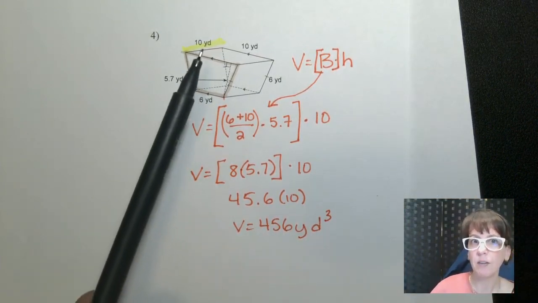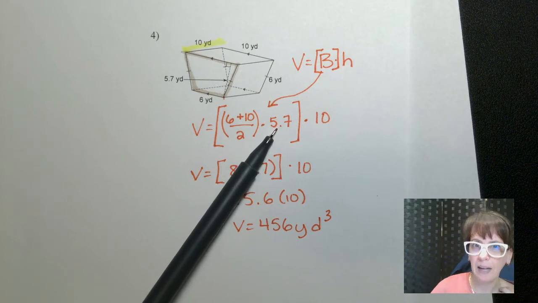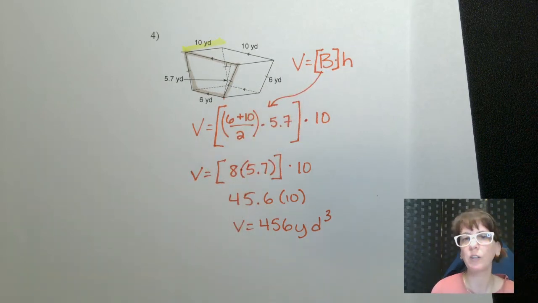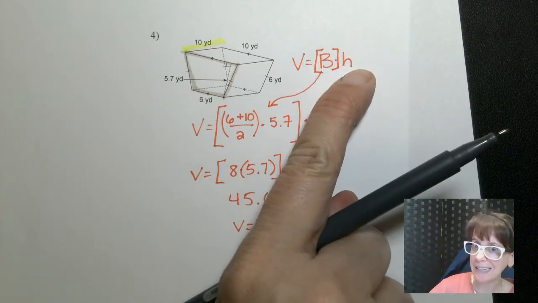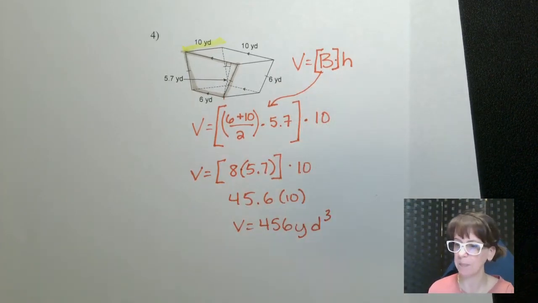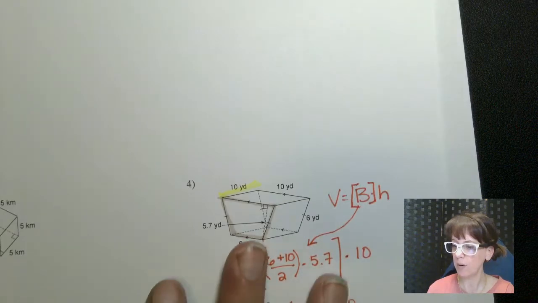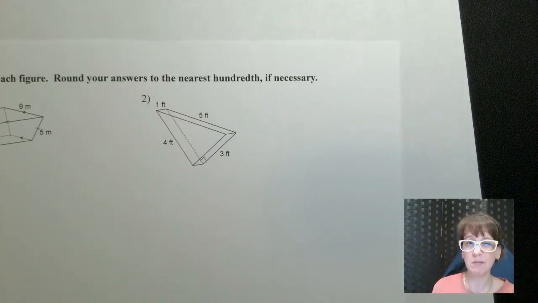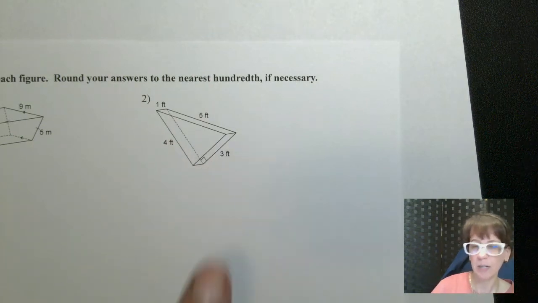So again, remember, don't be confused of height in the actual base formula, the area of the base formula. The height is what's connecting those two bases together. Okay, let's do one more triangular prism. And this one's a wonky one. Oh, look, we got a right triangle there.